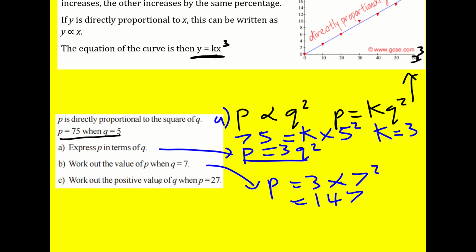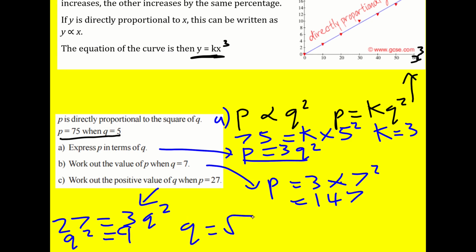Finally, work out the positive value of Q when P is 27. So again, I return to this formula, but this time I'm substituting in for P. So 27 is 3Q squared. Notice K is always the same, but Q and P are changing. That's going to mean that Q squared is 9, and I can take the square root, the positive square root, and that's going to equal 3.